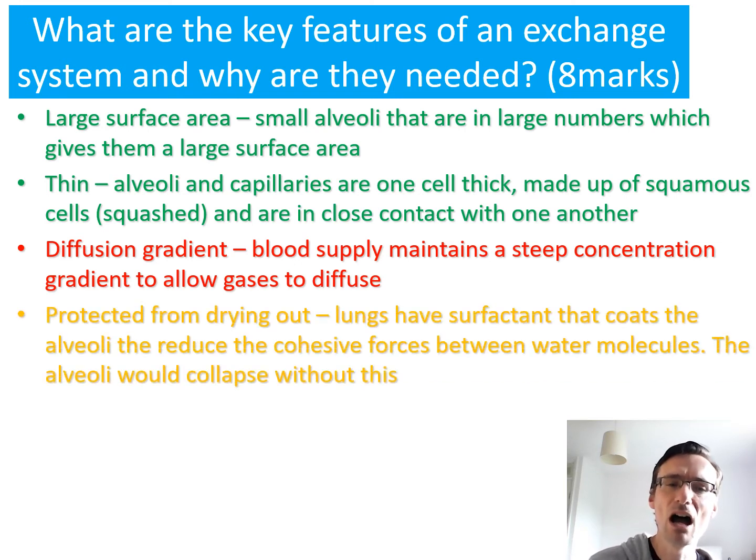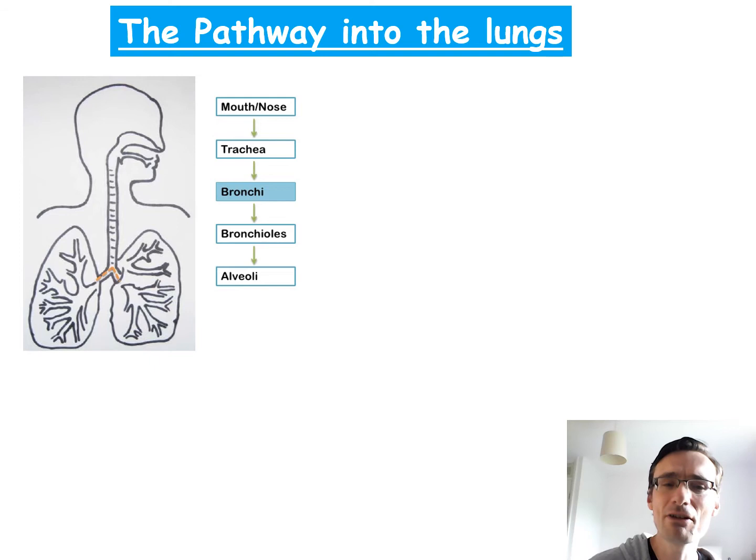They're protected from drying out because there's something called a surfactant that coats the alveoli, and it does a couple of different things. It stops them from drying out, which allows them to expand constantly and contract constantly, but it also stops something called the cohesive forces of water. So the surfactant in your lungs stops the water particles collecting into puddles at the bottom of your alveoli, which would actually cause your alveoli to collapse. Really important.